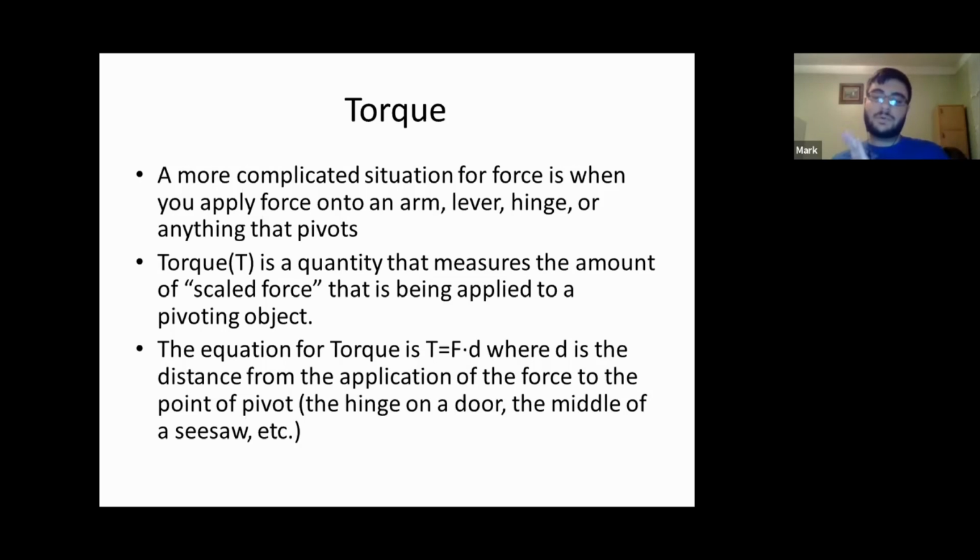If you're very close to the point of pivot, it's hard. You need to apply way more force in order to get the same torque. Whereas if you're far away, it's much easier. And you can see that in this equation too. If you have a very small distance from the point of pivot, the torque is going to be very small. Whereas if you apply a force far away from the pivot, even if it's a smaller force, the torque is still going to be really high just because of the distance, right?